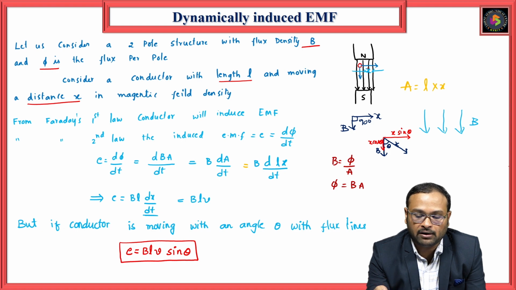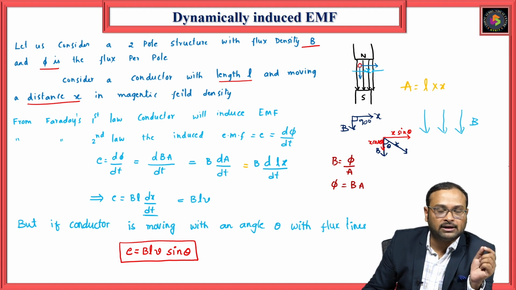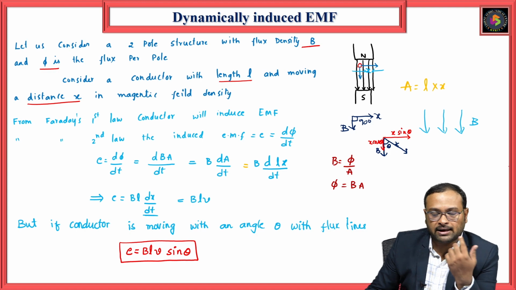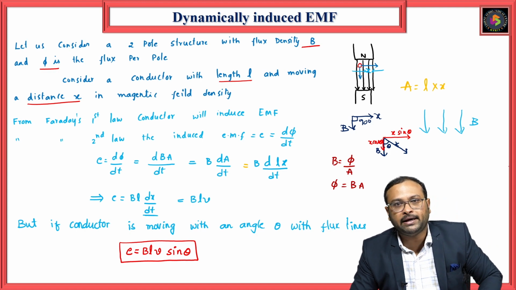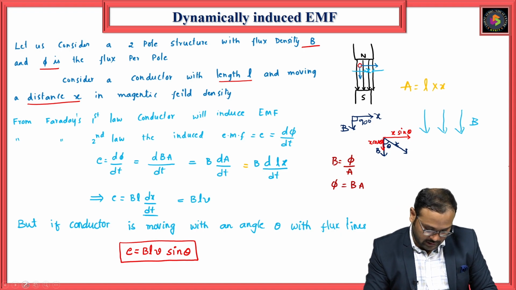So what we will do, we will move the conductor to distance X in time dt. Now we have to calculate if the conductor is cutting the flux, then it will generate the EMF. When it is generating the EMF, the induced EMF value is, from Faraday's second law, E is equal to d phi by dt. So d phi by dt we have taken, and what is the flux value?